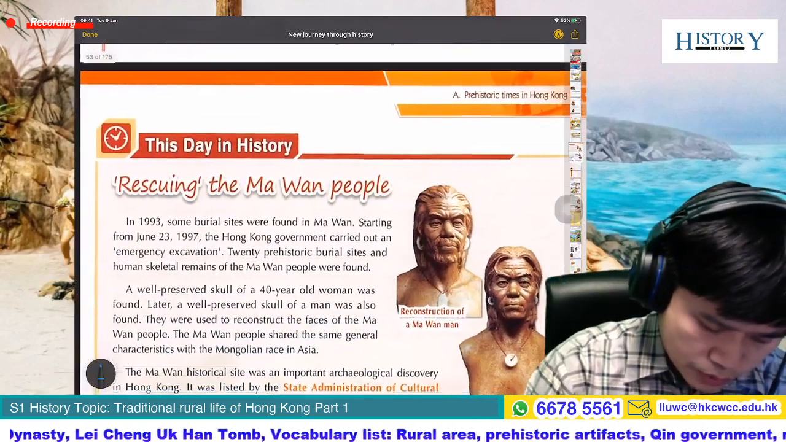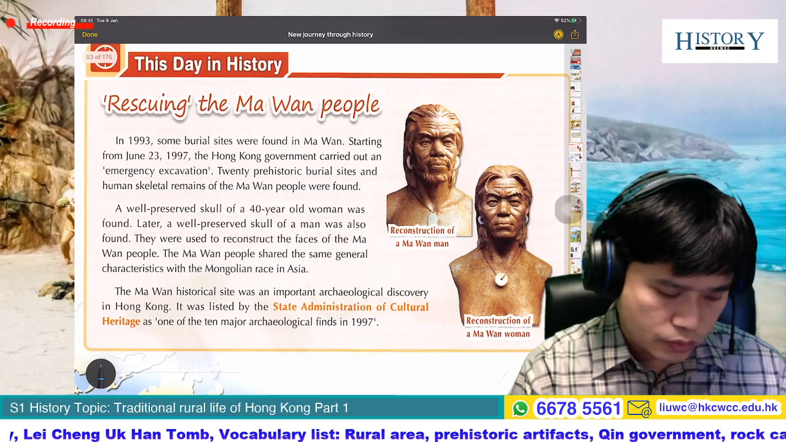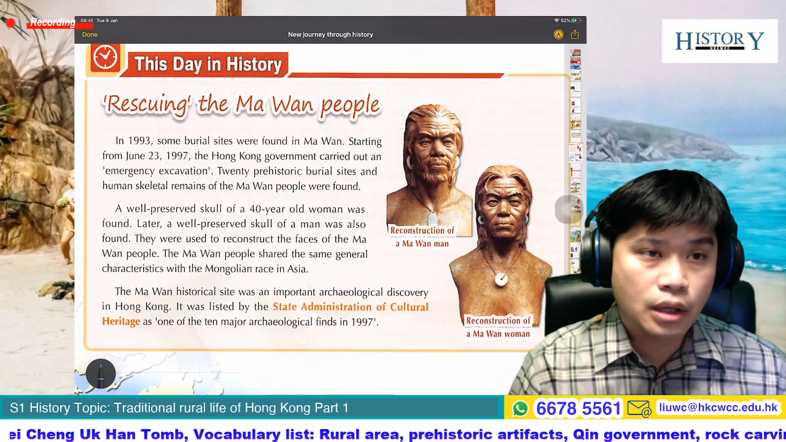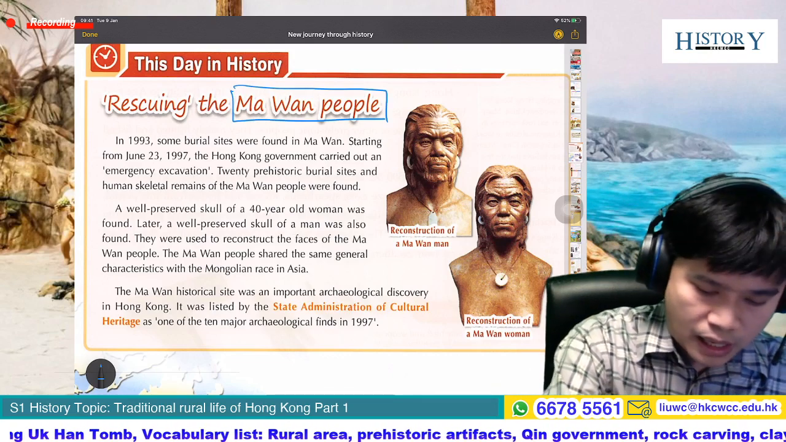So here, on the next page of your textbook, there is also one extra piece of information that would be called the Ma Wan people, Ma Wan Yan.